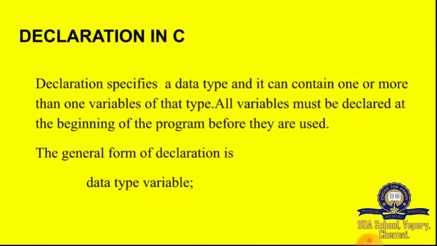Next is declaration in C. Declaration specifies a data type and it can contain one or more than one variables of that type. All variables must be declared at the beginning of the program before they are used. The general form of declaration is data type variable.